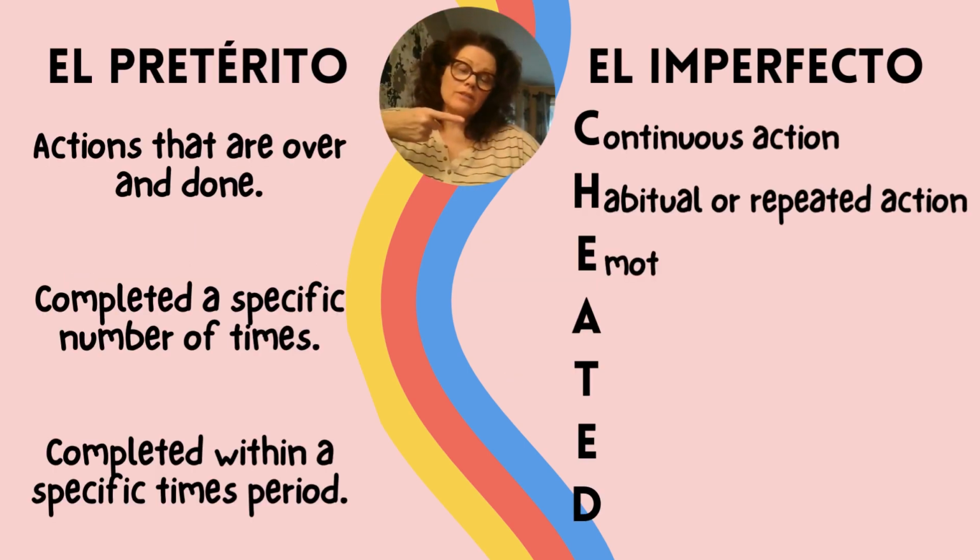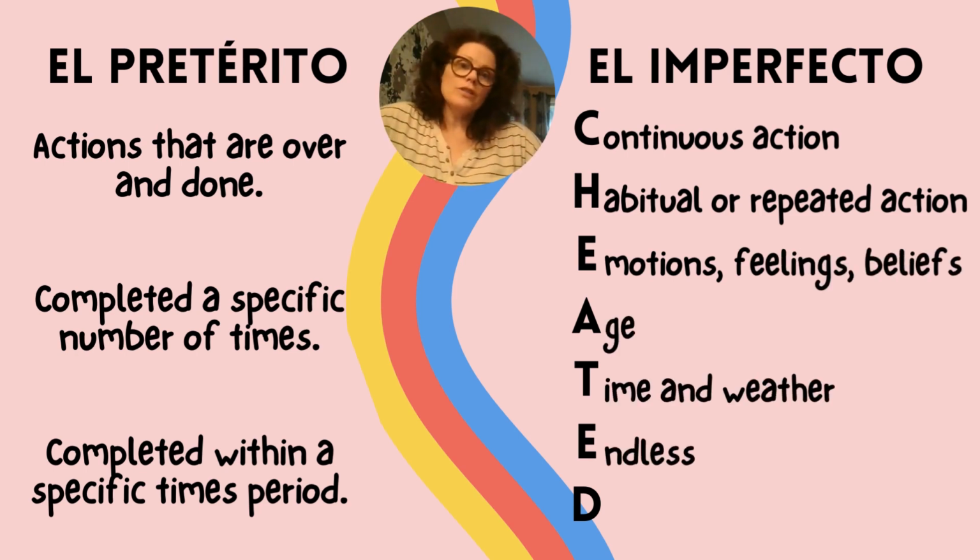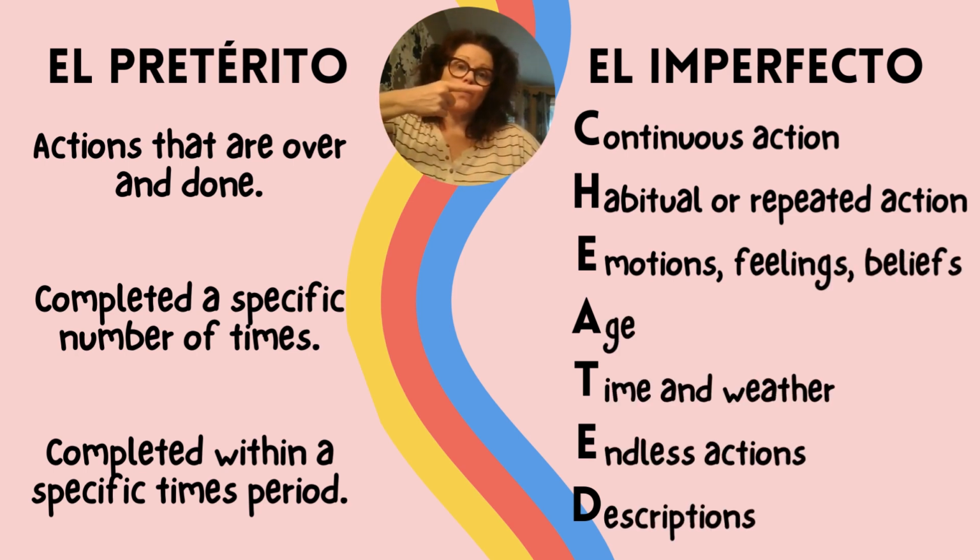El imperfecto, we remember its uses using that acronym CHEATED. We use it for continuous actions, habitual or repeated an undetermined number of times actions, emotions, feelings, belief, age, time, weather, endless actions, and descriptions.